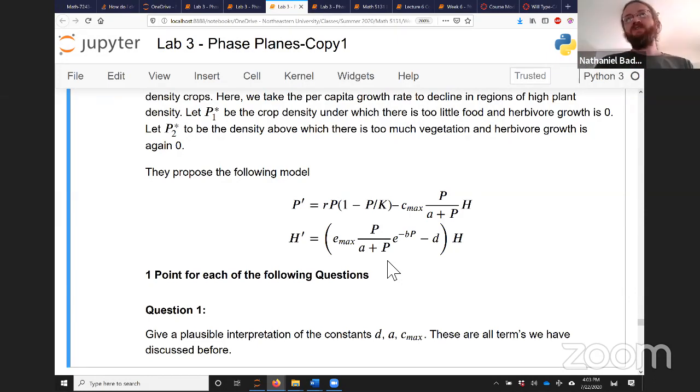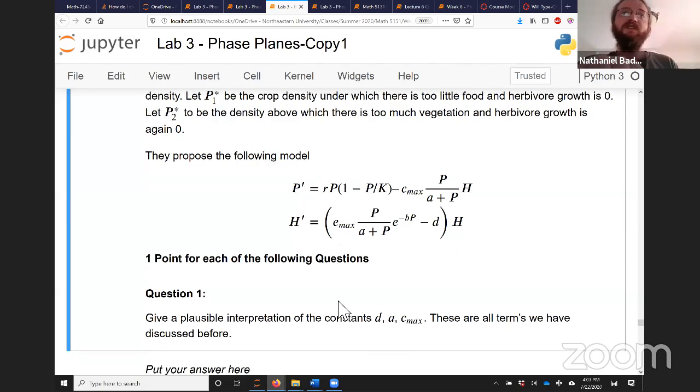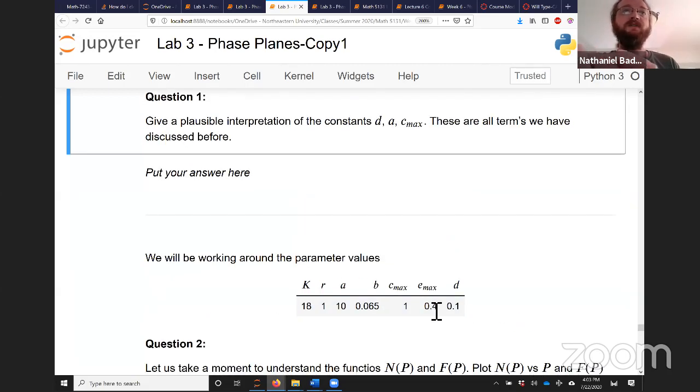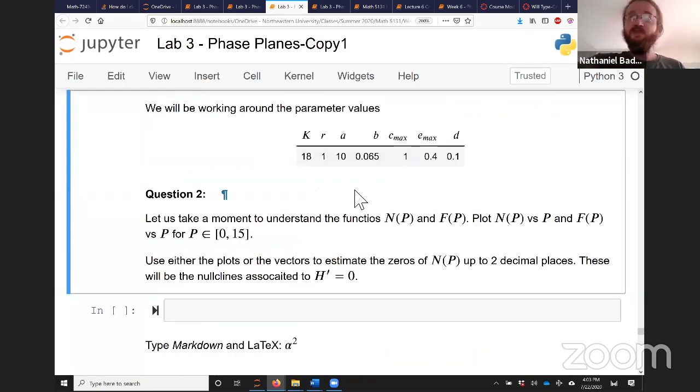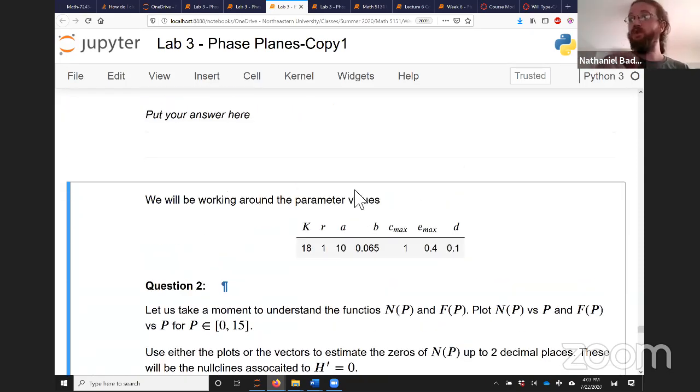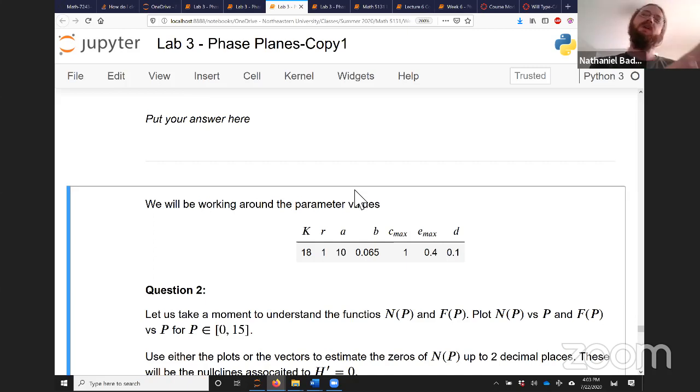But we can ask ourselves something like, how does this set of equations depend on one parameter, like the carrying capacity? And that's what we're going to do here. So we're going to say, for a fixed set of parameters given at the end of question 1, before question 2, we want to think about what the effect of varying K is. So we'll find the null lines in this case, and we'll look at the behavior that happens when we vary K.